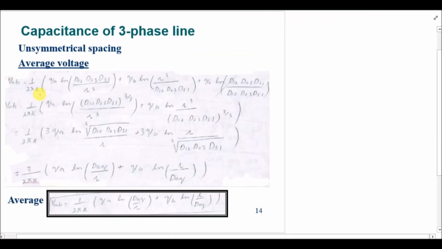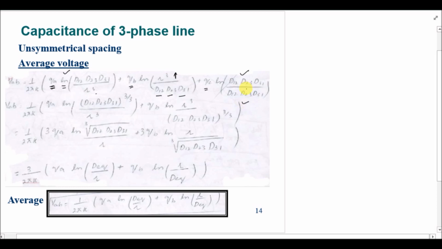So when we add them, the QA terms will add up and the addition will be written in terms of multiplication in the natural logarithmic term. So D12, D23, D31, and r was common in all three equations for VAB that are with QA, so it will be r cubed. Similarly for QB, r cubed will be in the numerator, and all the distances D12, D23, and D31 will be in the denominator. But in QC, when you add them, the same term will be in the numerator as well as in the denominator.